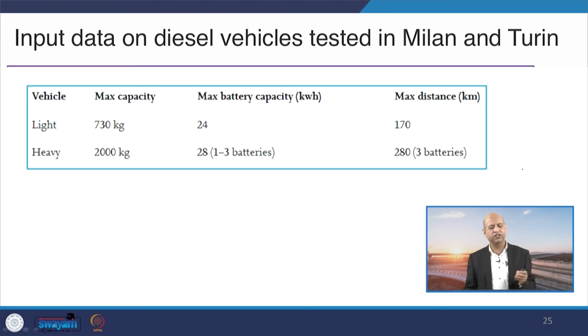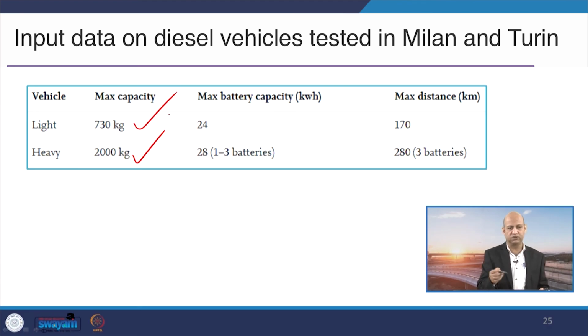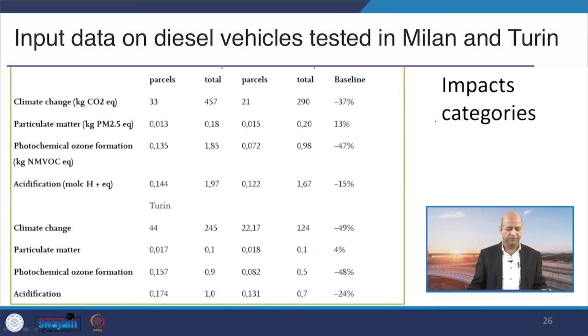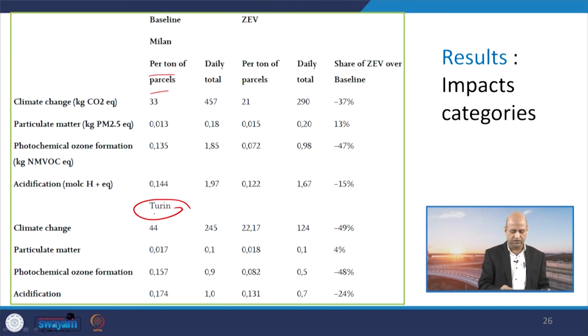Input data for electric vehicles are very simple, whether it is a light commercial vehicle or heavy commercial vehicle, and then their capacity, like 730 kilograms or 2000 kilograms, and the maximum battery capacity in kilowatt hours, like 24 or 28, one to three batteries, and the maximum distance travelled by those vehicles, 170 kilometers, 280 kilometers. So, those classifications have to be there. And then climate change related emissions, how much per ton of parcels in Milan. For Turin, similarly, this table is there.